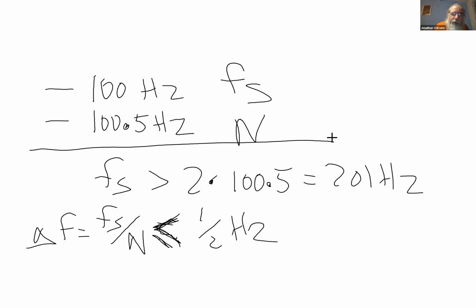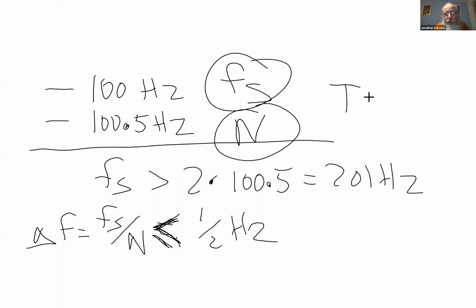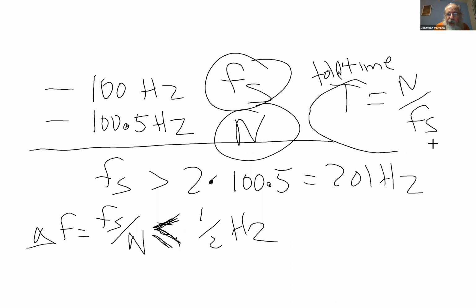you have two, count them, two things you have to decide. In my notation, not Eric Swanson's, the total time was N over Fs, right? The total time duration, okay? You have two decisions to make. Now, there are three things here, but there's only two things, right?